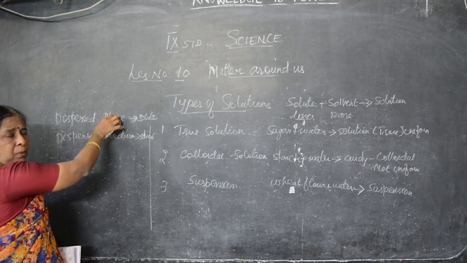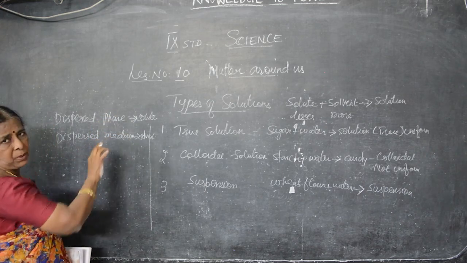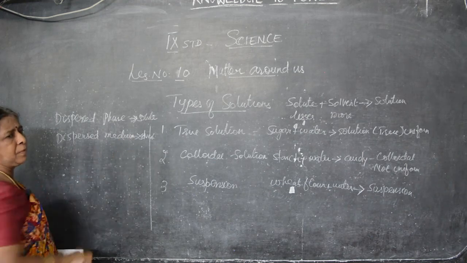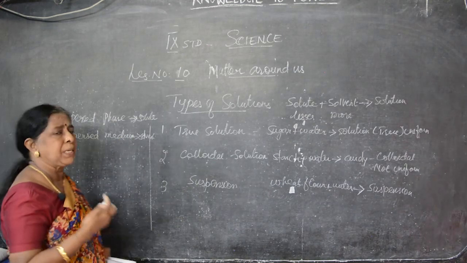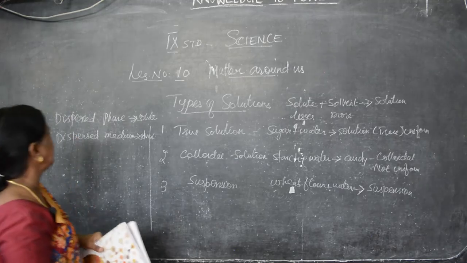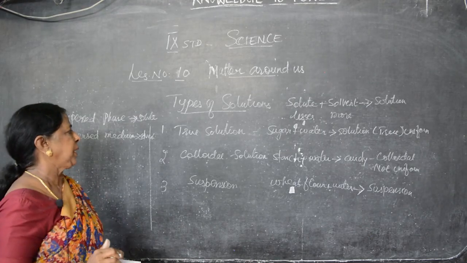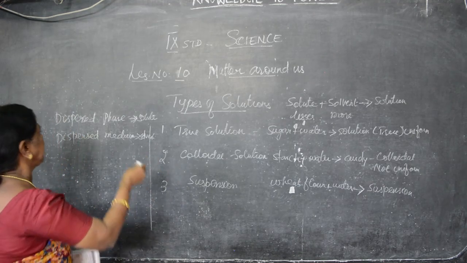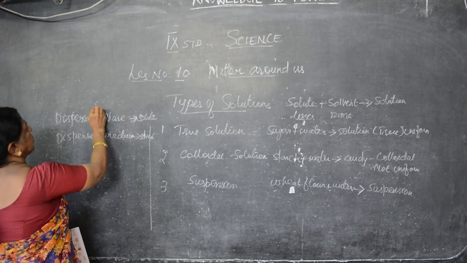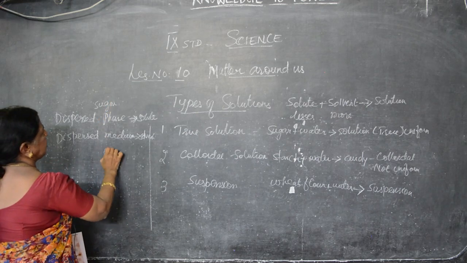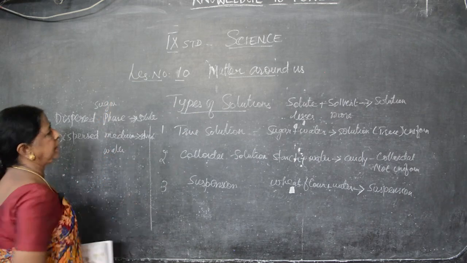That is, this is the substance that dissolves, and this is the substance that does the dissolving. That is, it should be solute. This may be solvent. Either may be in the form of solid, liquid or gas. So there are two things. One is dispersed phase, other one is dispersed medium. In case of sugar solution, dispersed phase is what? Sugar is dispersed phase and medium is water. Clear?